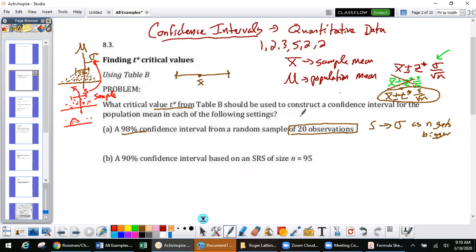So this t distribution is going to depend on my number of observations. But the first thing that we do is we change that to what we call degrees of freedom. And you might say, well, why the heck do we do that? Well, because it's going to change here soon.